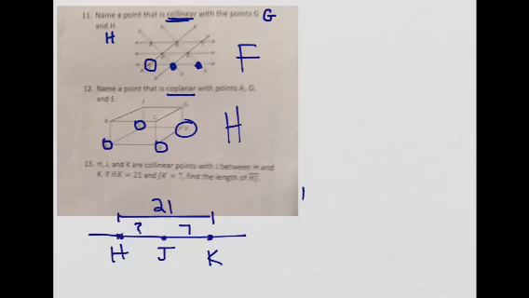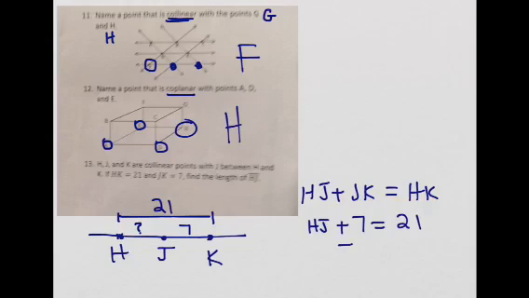So remember, HJ plus JK equals the whole length, HK. So this segment plus this segment will give me the whole segment's length. So that's this equation right here. HJ, we don't know, so we'll just put HJ for now. JK is 7 and HK is 21. So I'm going to subtract 7. So HJ is 14. So right here, that's 14.